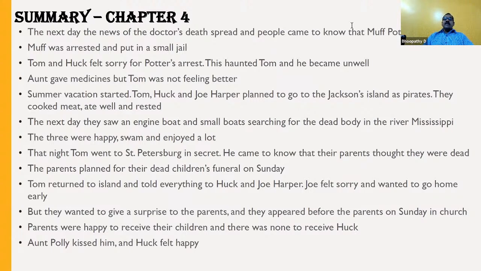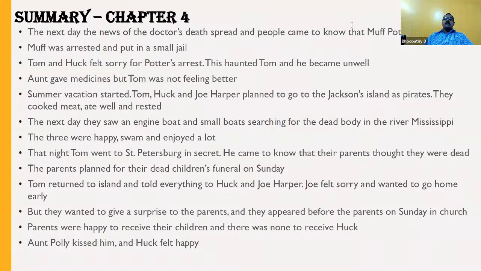So they secretly reached Jobson's Island. They reached the island by a small raft. They took something from home to prepare and eat there. The next day they saw an engine boat, I mean a steamboat, and many small boats in search of the dead bodies in the river Mississippi.